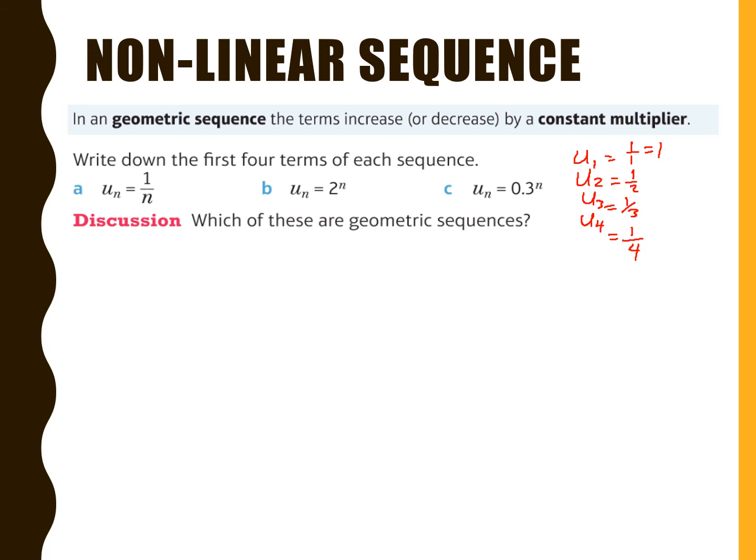If there isn't, then no, it's not a geometric sequence. If there is, then yes, it is a geometric sequence.